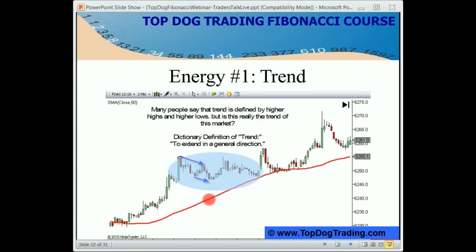So many people think higher highs and higher lows are a trend. That's part of it, but the dictionary definition of trend is this: to extend in a general direction. So really, according to the dictionary, a trend is a long-term move, not a short-term move. So this right here, where we got a little higher low, or a lower low, lower high, that's just a little complex retrace in an overall uptrend.